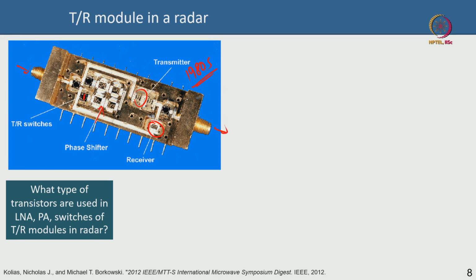There are also phase shifters, by the way, because people in the radar world have been using this beam forming technology, or phased active electronically scanned arrays, or phased array radars. So you need phase shifters to shift the phases. This is a very old generation TR module, but the basic concept remains the same. What kind of transistors go into this transmitter, receiver, phase shifter, switches?